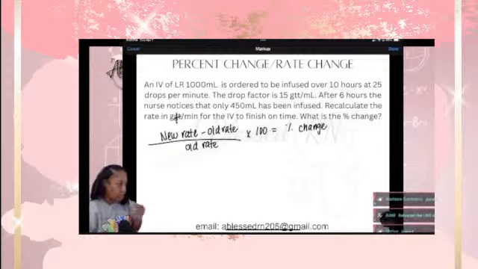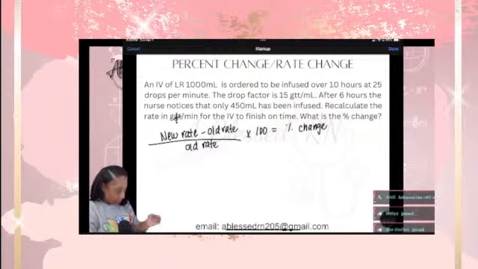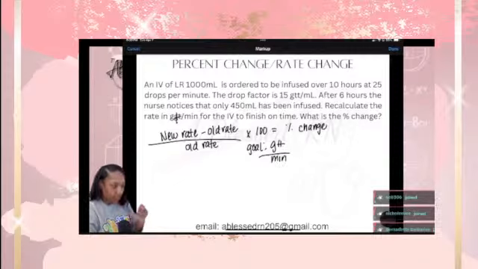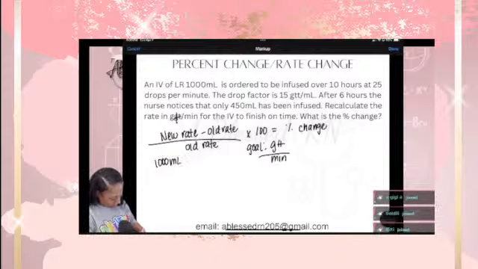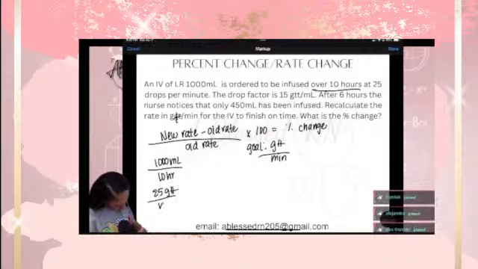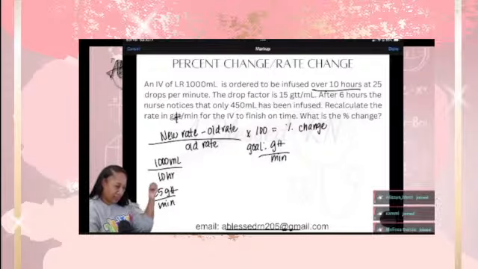Okay, so hey, good evening. So therefore we're going to start with finding out the rate that this IV is going in at. Okay, so what do we need first? Our first order of business is to find out how many drops per minute this is going in. Okay, so we know that we have 1000 mLs going over 10 hours. Okay, and then it's going at 25 drops per minute. Well, if it told me that it's going at 25 drops per minute, I don't even have to find it anymore, right? Boom, boom.